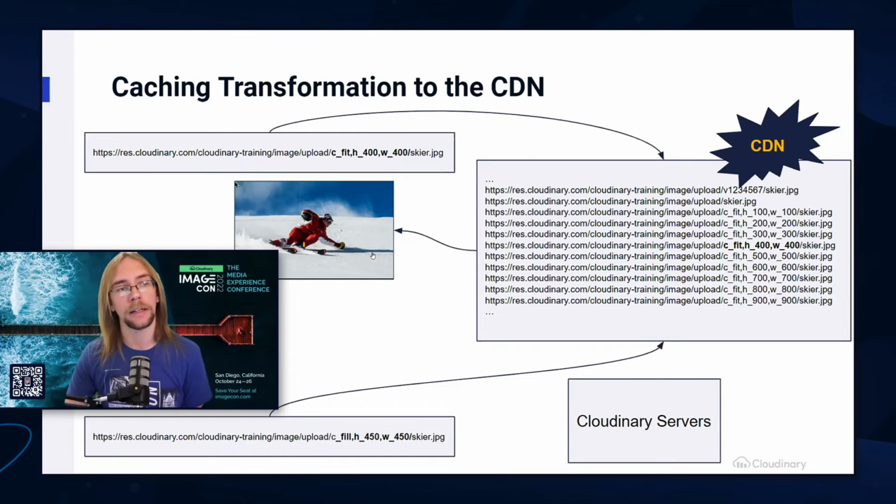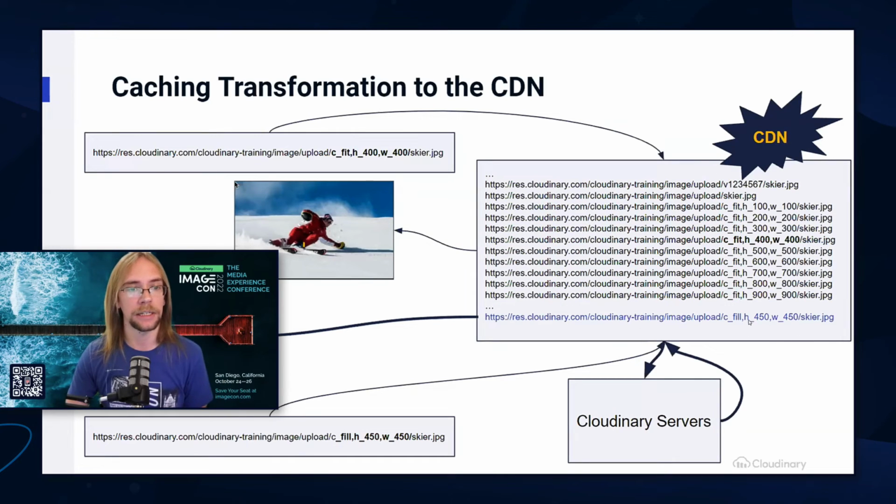In an example where a request is made, say for this one here, 450 by 450, that doesn't exist within the CDN, what the CDN will do is look through all the assets that it has. It'll decide, wait, nope, I don't have that. It'll then send a request to Cloudinary, saying, hello, can I please have the 450 by 450 c_fit version, please? We will then generate that image on the fly, send it up to the CDN, and the CDN will then send it to the user.